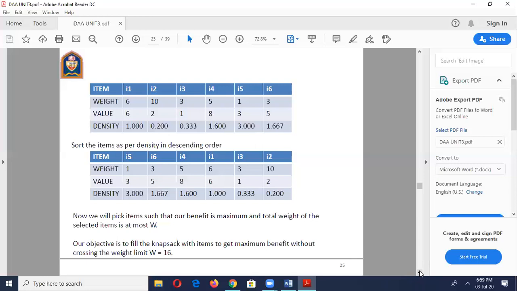After this, we have to pick them. So now we have to find the total weight. For calculating the total weight, it has a formula. Next slide, sir.